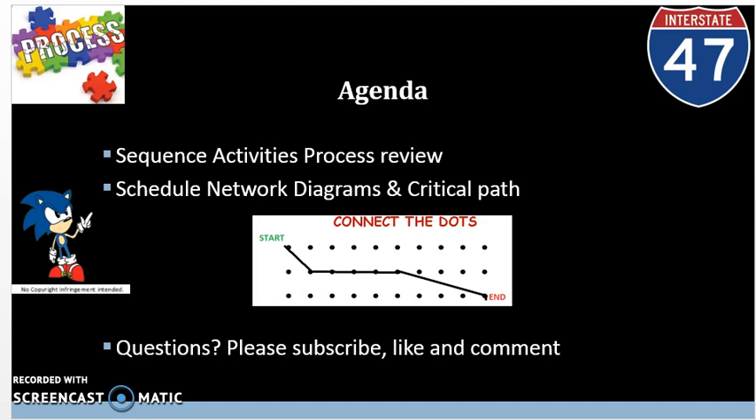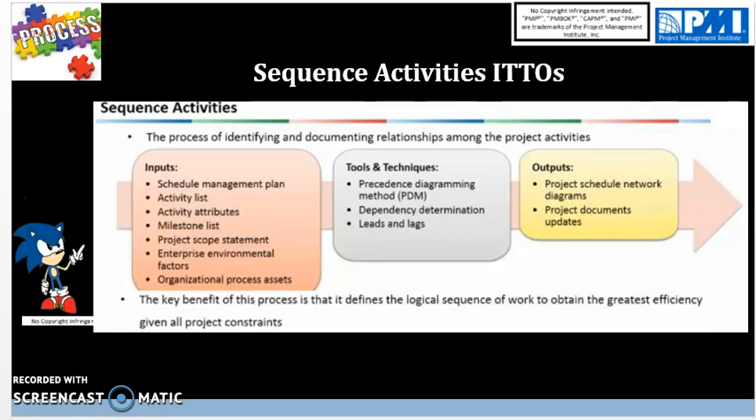So let's move forward. As a refresher, the ITTOs of the sequence activities process are shown here. The purpose of this video is to show that we are taking the input, specifically the schedule management plan, activity list, activity attributes, and milestone list, and using the precedence diagramming method, create this project schedule network diagram. So we will be creating this diagram using the dependencies in place and sequencing the activities as needed and constructing this diagram that follows the precedence diagramming method.